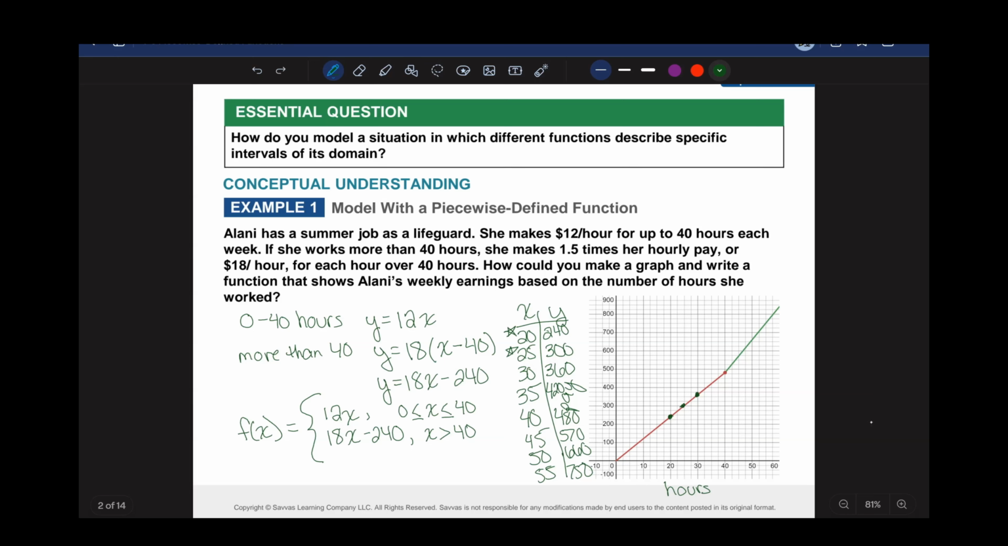Now I do want to point out that right here on my graph, these 2 points at 40 overlap. Notice that that is a red circle. That means that the filled in portion is the one that is in the red graph, and then the green graph is the one that's not included.